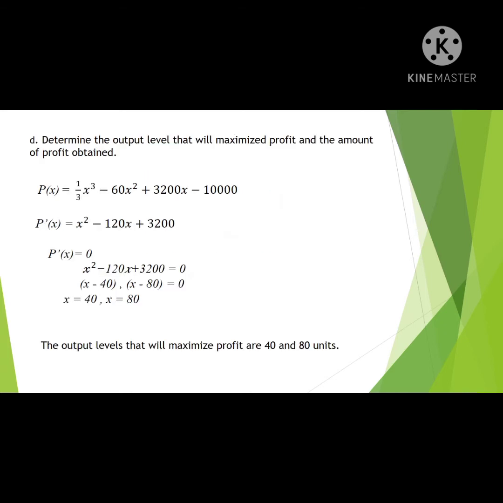In D, we must determine the output level that will maximize the profit and the amount of profit obtained. For this, we will have to find the first derivative of the profit function, which is x squared minus 120x plus 3200. And then, using this function, we have to put it as equal to 0. By that, we will be able to find the values of x, which are 40 and 80. So we can see that the output levels that will maximize profit are 40 and 80 units.